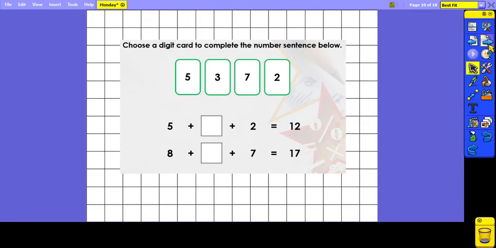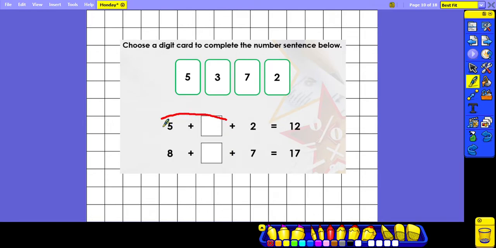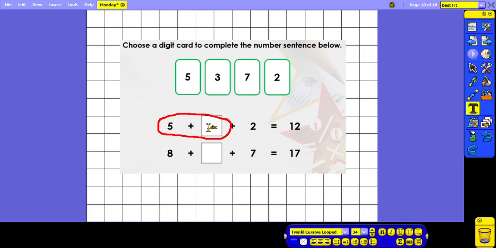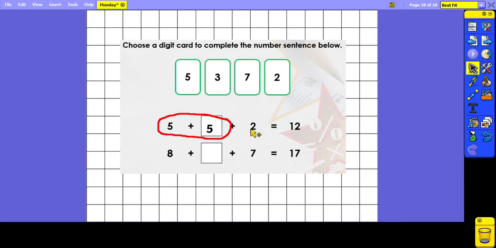Okay, for this question, it says choose a digit card to complete the number sentence below. We've been given 4 different digit cards and there are 2 number sentences. First one says 5 add something add 2 equals 12. To work this out, we can use making 10 to help us find the missing number. So these 2 numbers add together to make 10. Looking at these number cards, I know that it's 5 add 5 makes 10. And then the 10 add 2 equals 12.